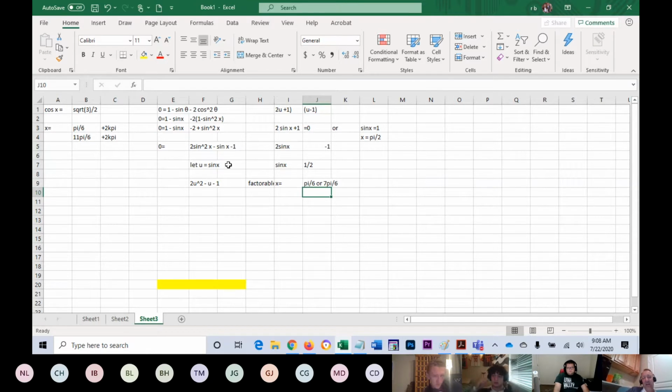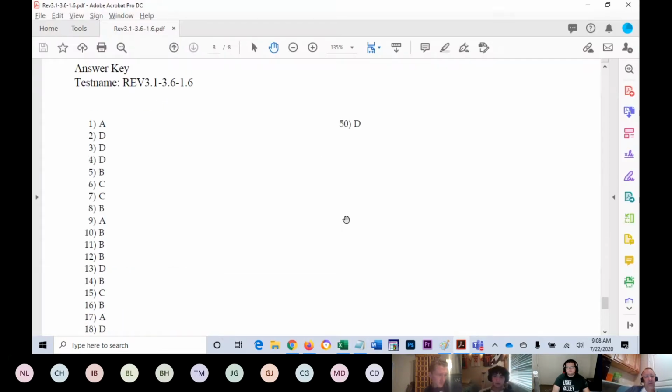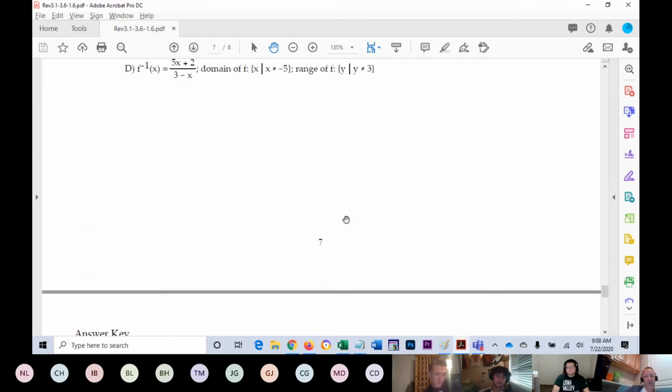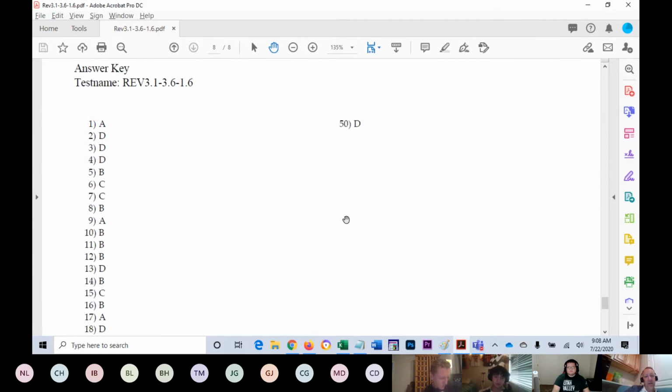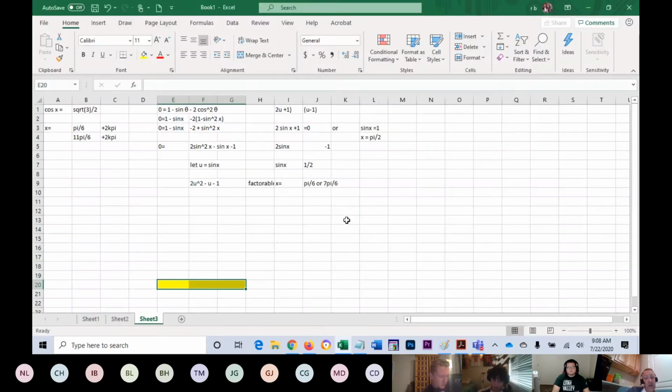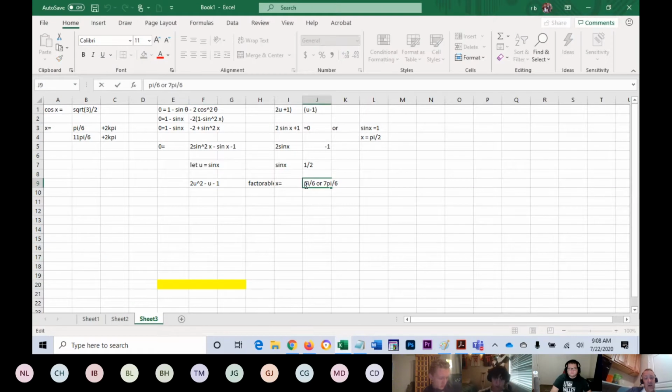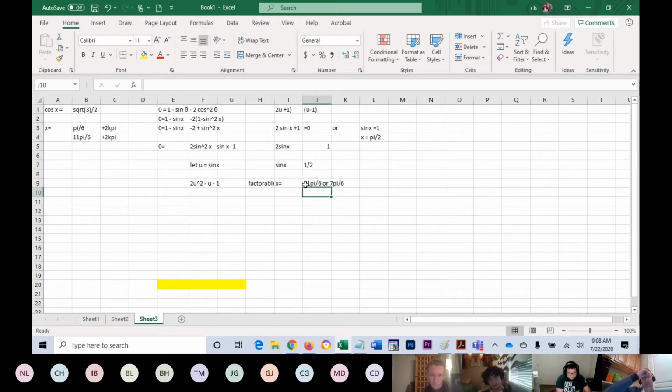I guess having said that, if it was not factorable and you had to use the quadratic formula, that number that I had there would have been correct. Okay, so those are the right answers, aren't they? Yeah. Wait. 7 pi 6 and 11 pi 6. Oh yeah, because I got my numbers wrong. I got my sine and my cosine mixed up. Okay, so there you have it.